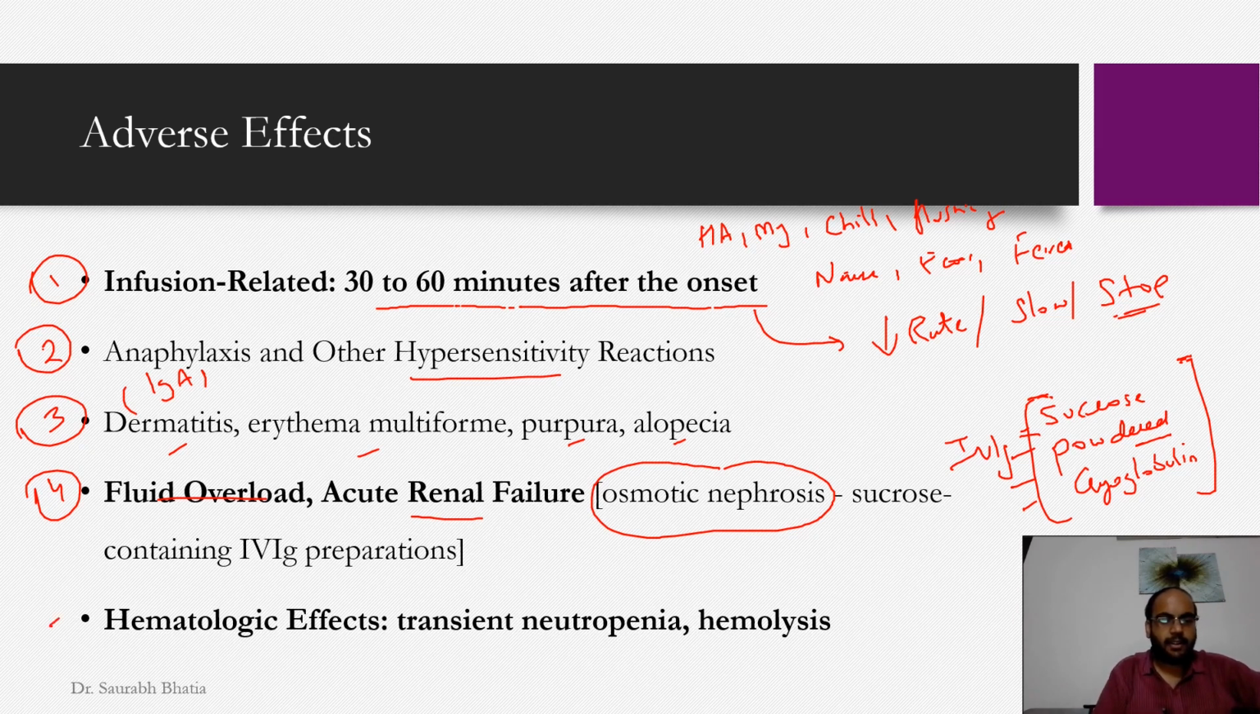Hematological effects, we have already discussed hemolysis. There is also transient neutropenia. Remember that ICAM1 is being blocked. So the migration doesn't even happen for the newer neutrophils to exit bone marrow or the peripheral pool of blood and come inside the center.